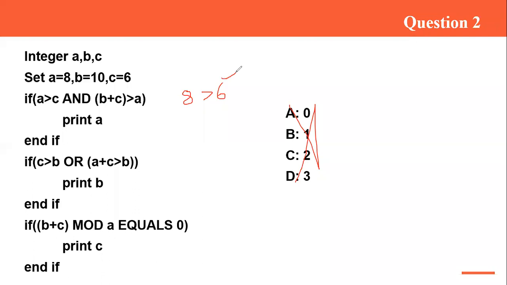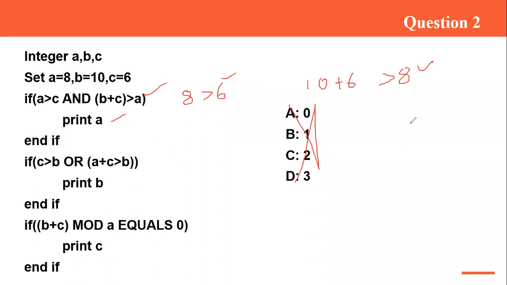In logical and, what is logical and? Logical and means both must be true. So if the first one is true, can I make a decision? Obviously, no. I have to take the second one also. What is the second condition? B plus C greater than A. What is B? 10. 10 plus 6 is 16. 16 greater than 8. Is it true? Obviously true. As both conditions are true, the first if block is true. Now A will be printed.